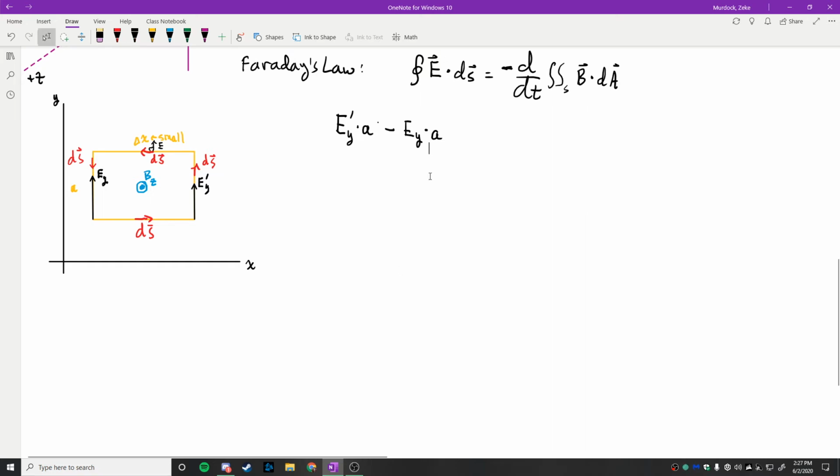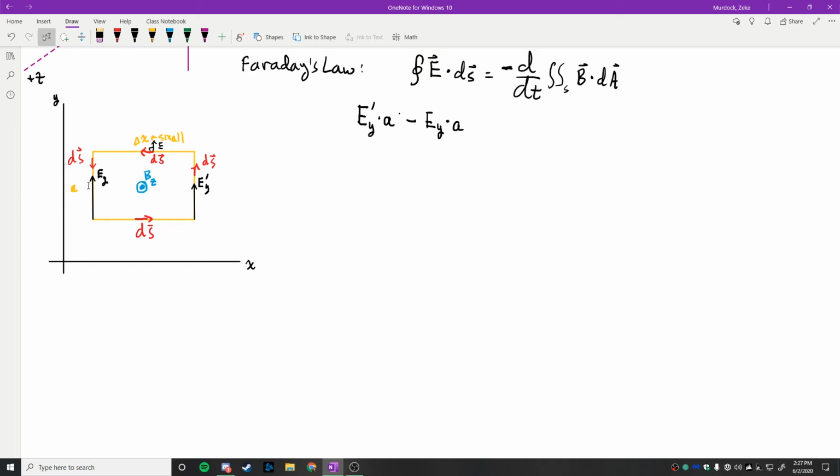Does that make sense to you guys? Does anyone have any questions? Just doing this line integral where we assume Ey prime is the value of the electric field over here. So you take that times the distance, you get zero here, and you get negative here. Because when you do a dot product and the vectors are opposite directions, you get a negative sign. Does this make sense? Does anyone have any questions? Okay. This is nothing we haven't done before. It's just applied to an electromagnetic wave, as opposed to what we did before.